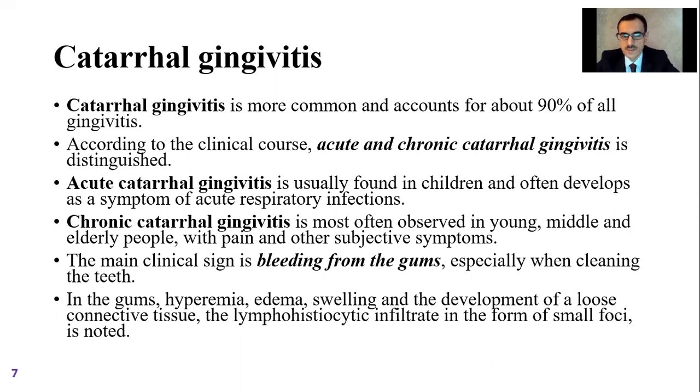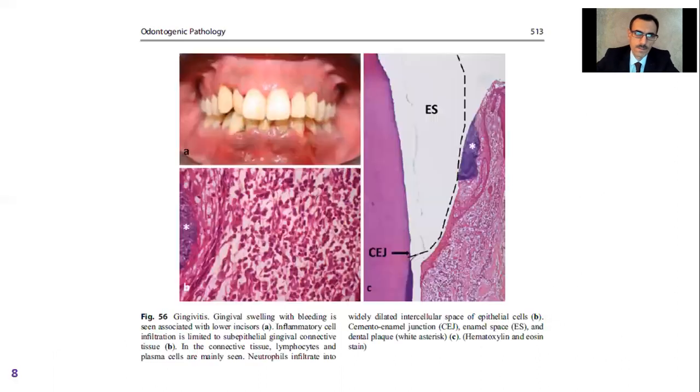Bleeding from the gums is the main clinical sign, especially during cleaning of the teeth. In the gingiva, we can find the signs of inflammation, such as hyperemia, edema, swelling, and the development of loose connective tissue. And also, we can find small foci of lymphohistiocytic infiltration. In this illustration, we see the gross view of gingivitis, and also the histopathological findings.